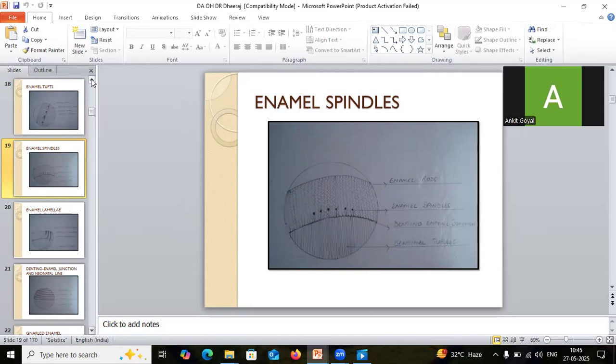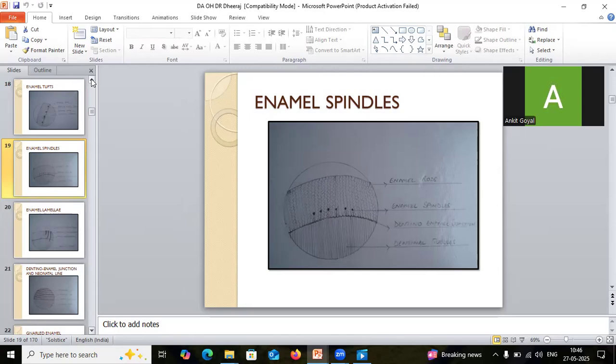Next is enamel spindles. These are spindle-shaped structures extending from the dentinoenamel junction into the enamel to a distance of 10 microns. These structures are odontoblastic processes that are entrapped in the enamel matrix. This happens because some of the odontoblastic processes penetrate between the ameloblast cells before enamel formation, and subsequently they get entrapped in the enamel matrix. They are called as enamel spindles.